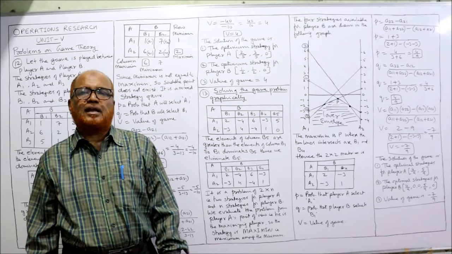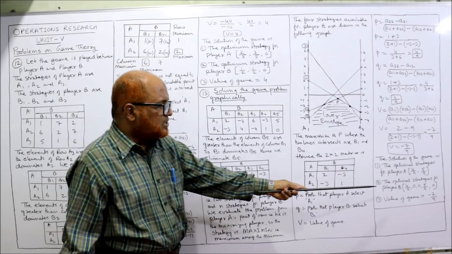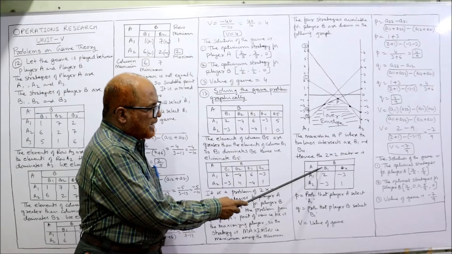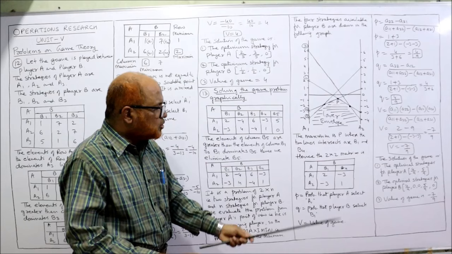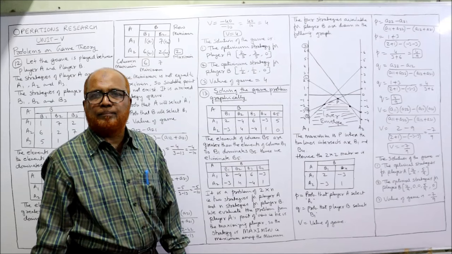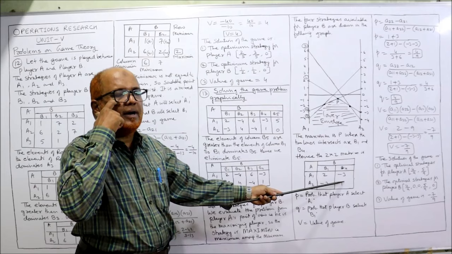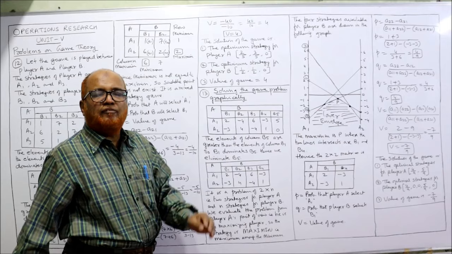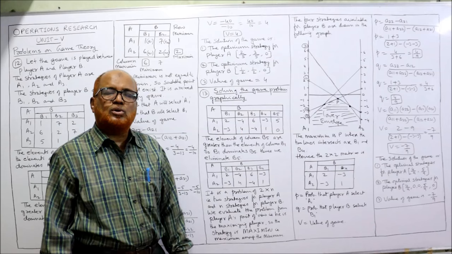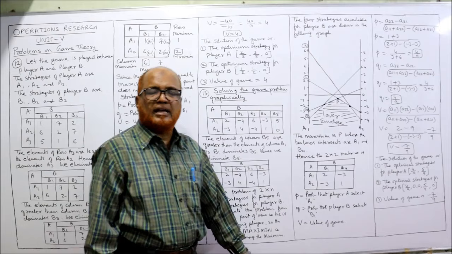Now come to player B. The optimum strategy for player B: what is the probability that player B will select B1? That is Q, 4 by 9. Right? In the final solution, B2 and B3 are not there, eliminated. So B2, B3 will take 0 probability. Then B4, the probability of B4 is 1 minus 4 by 9, 5 by 9. And last, B5 is eliminated, so the probability will be 0. So finally, the optimal solution for player B is 4 by 9, 0, 0, 5 by 9, 0. That's it. And the value of the game is minus 7 by 9.